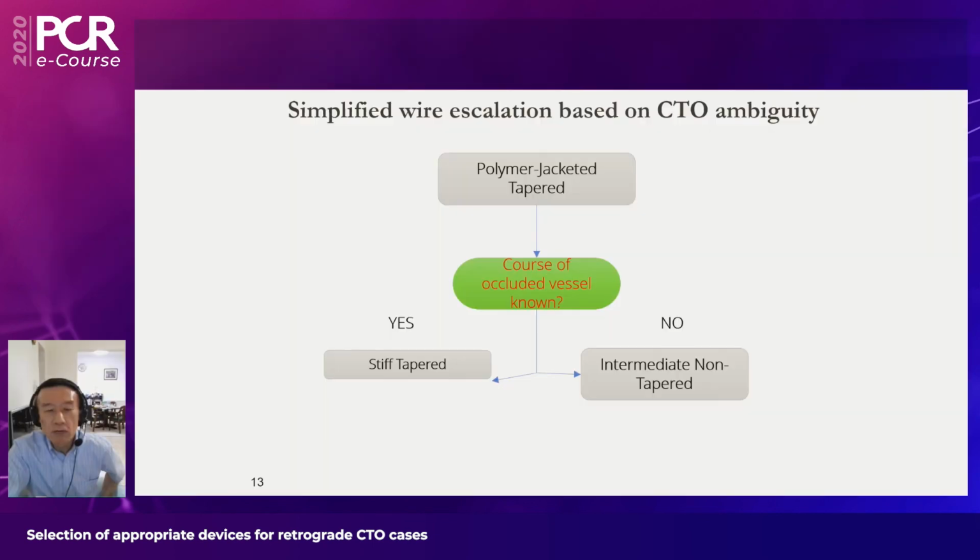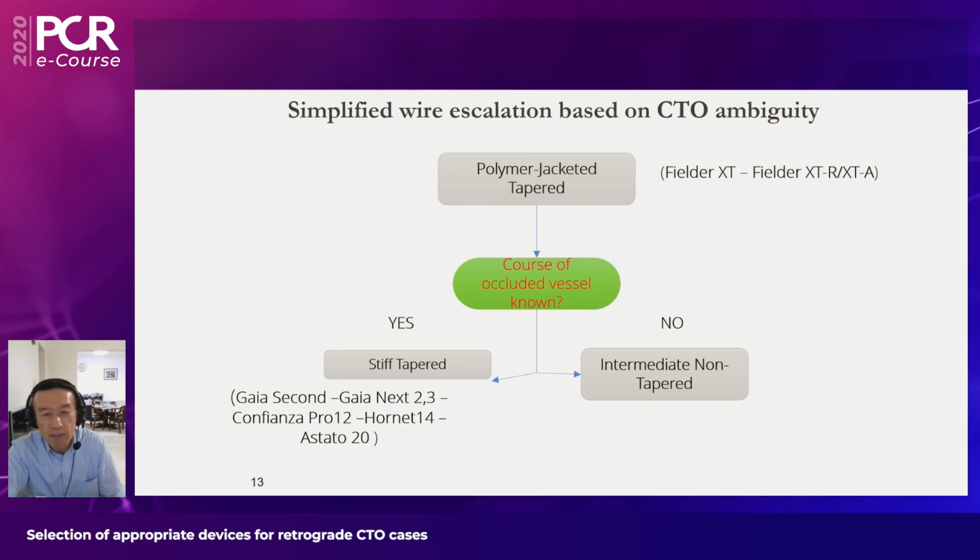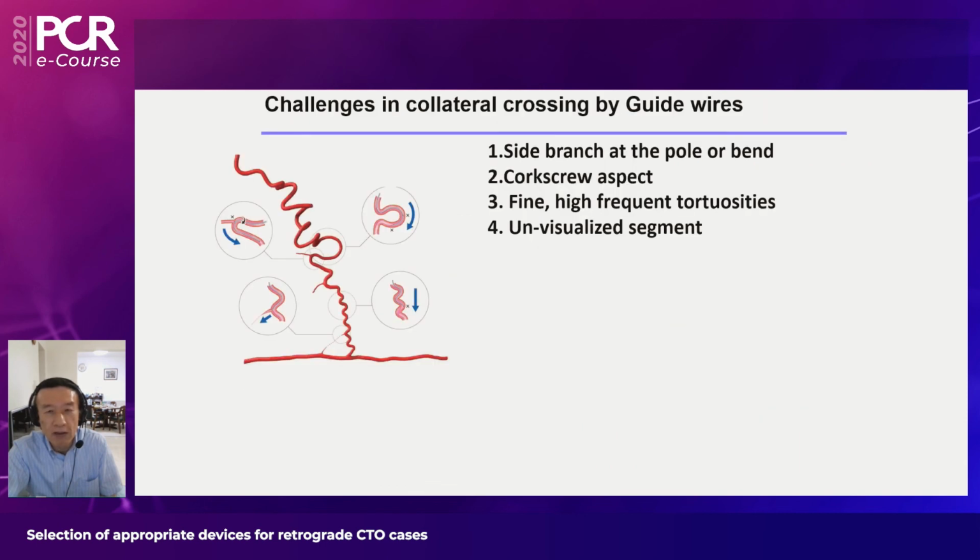of the session. So probably this is already mentioned by Kambis: simplified wire escalation based on the CTO cap ambiguity. That is probably basic for the antegrade as well as the retrograde approach. If you have a polymer-jacketed tapered wire such as a Fielder XT, XTR, XTA, and if you have an idea of the course of the occluded vessel, probably you can go to a stiffer tapered wire such as Gaia Second, Gaia Next, or the Confianza Pro. If you don't have an idea of where the vessel is, probably we can go with the knuckle technique, as well as Ultimate Bros 3 gram, the Gladius EX, or the Pilot 200 wire.